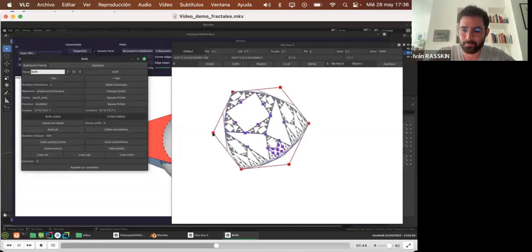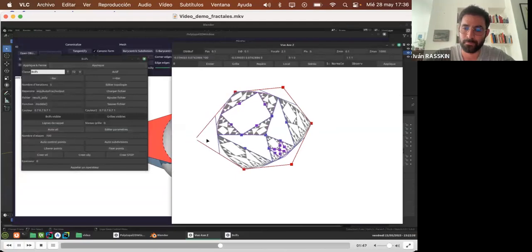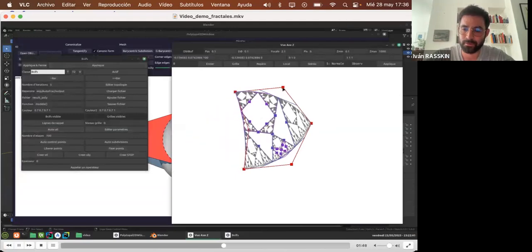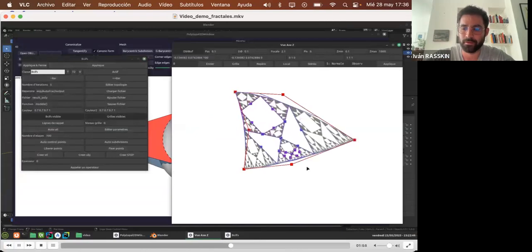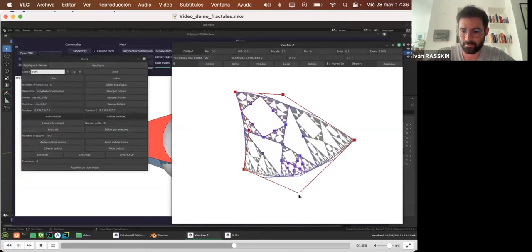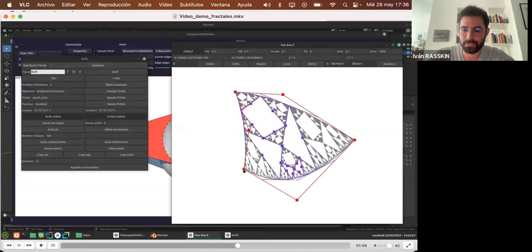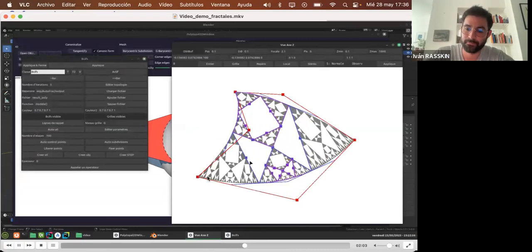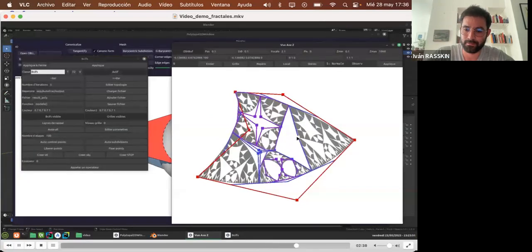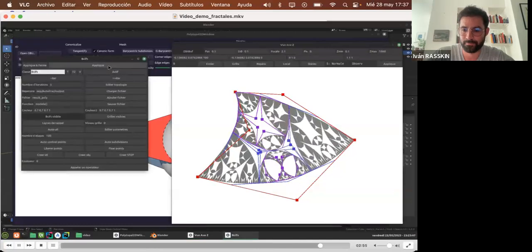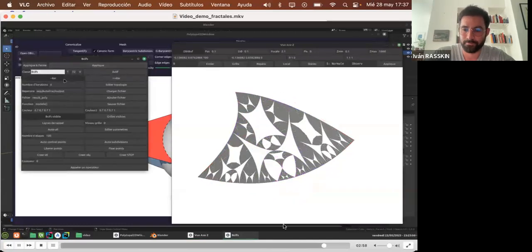So we get something that is topologically equivalent to the circles, but here we have these control points that can deform the boundaries and also deform the shape of the holes. Yeah, exactly. Yeah, and here are the iterations.